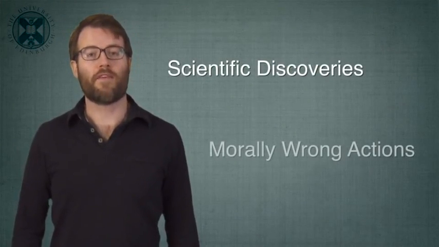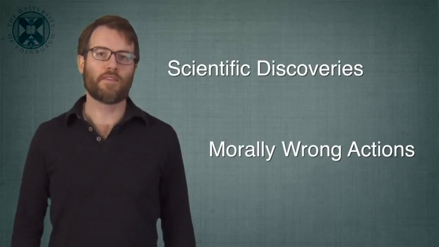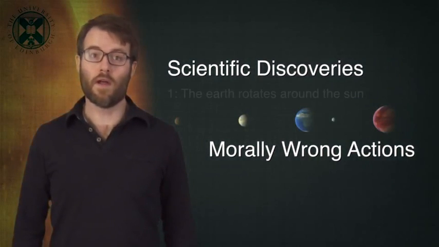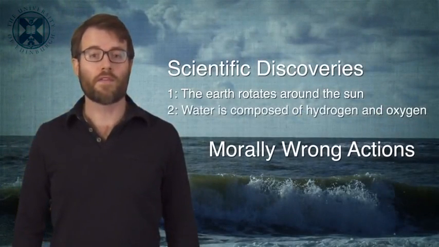Okay, we'll have four examples. Two examples of famous scientific discoveries, and two examples of actions that are morally wrong. I don't know what your examples look like, but here are mine. First, my examples of famous scientific discoveries are 1. The Earth rotates around the Sun. 2. Water is composed of hydrogen and oxygen.